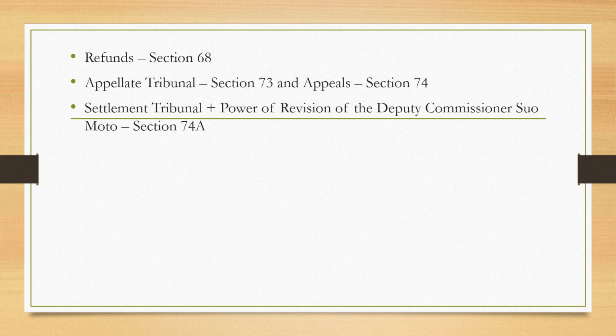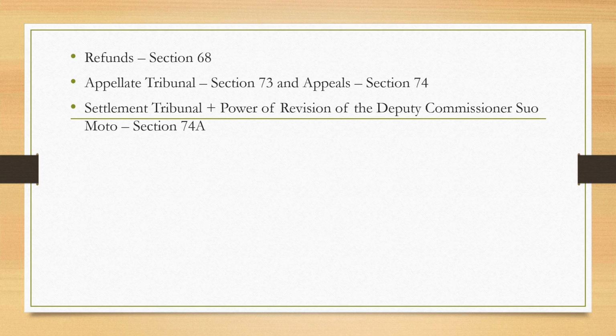Where, as a result of any order passed in appeal or other proceedings under this act, refund of any amount becomes due to the assessee, the agriculture income tax officer shall, except as otherwise provided in this act, refund the amount to the assessee without his having made any claim in that behalf. So for a refund, even if the assessee has not made a claim, he is entitled to get it back.